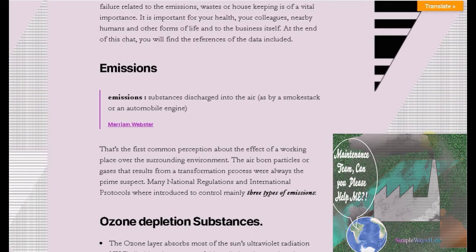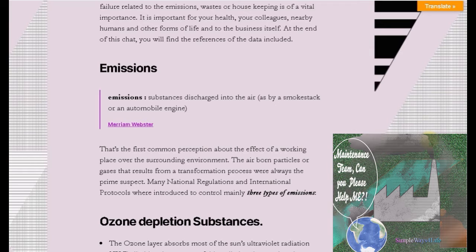So let's understand what they look at. They look mainly at the emissions. So what are the emissions? The literal definition, per Merriam-Webster, is the substance discharged into the air, either by a smokestack or from an automobile engine or from whatever engine is running.